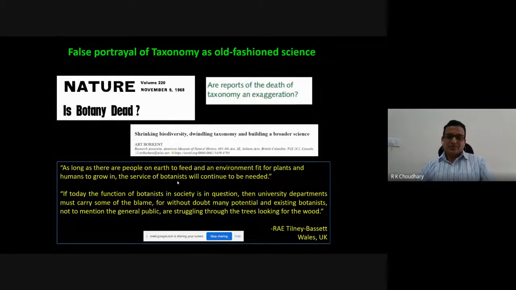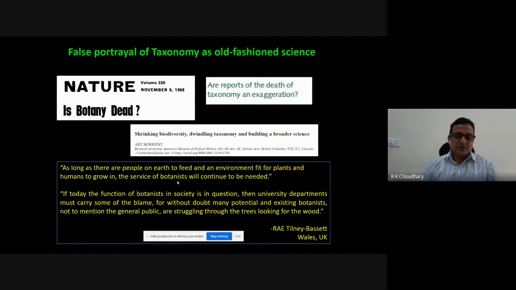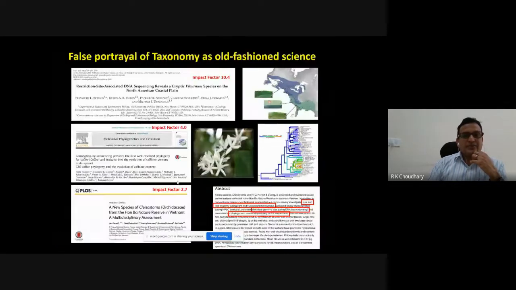If today the function of botanists in society is in question, then university departments must carry some of the blame. For without doubt, many potential and existing botanists, not to mention the general public, are struggling through the trees looking for the wood. So yes, this actually tells what the responsibilities of a taxonomy teacher are, and if we are teaching that to our students, definitely we are going to excel in our field.